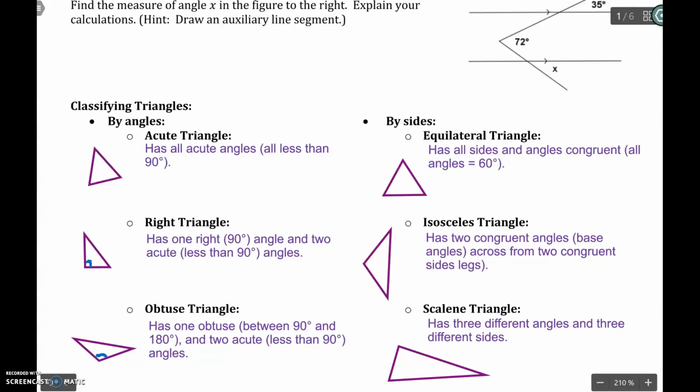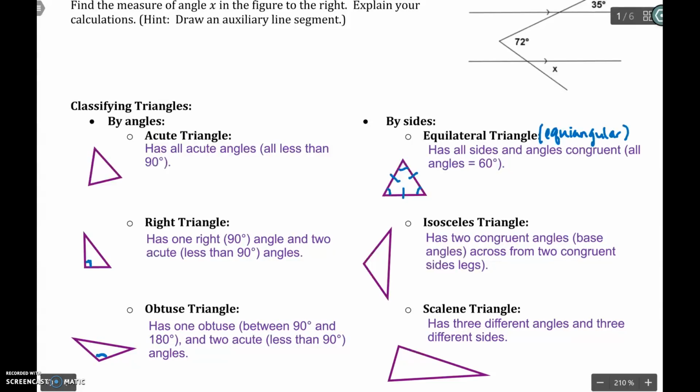you can figure out classifications using angles or their side lengths. So in an equilateral triangle, all 3 sides would be congruent and all 3 angles would also then have to be congruent, which would mean that every single angle in an equilateral triangle, which is also known as an equiangular triangle, would be 60 degrees.